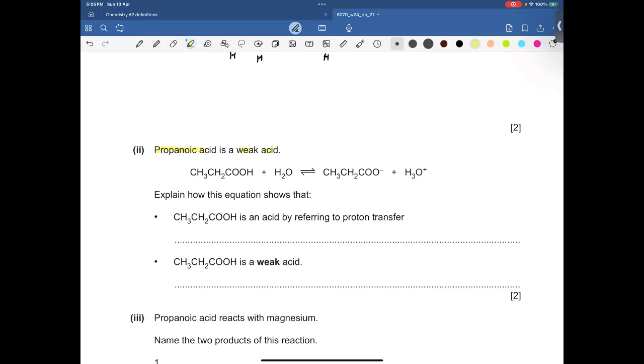Propanoic acid is a weak acid. If I say weak, it means it partly ionizes in aqueous medium, and so this is represented by this reversible sign. Explain how this equation shows that propanoic acid is an acid by referring to the proton transfer. By the way, propanoic acid donates its hydrogen ion to water.